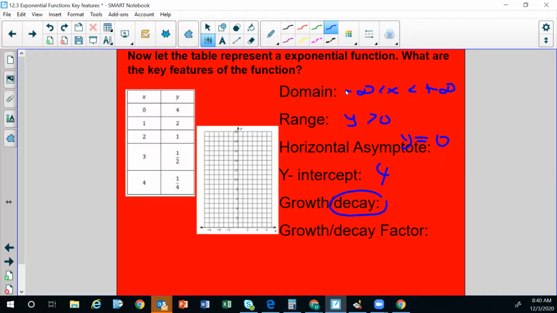And what's my growth factor? Take any number and divide it by the number that comes before it. So 1 divided by 2 gives you 1/2. And what's my equation going to be now? Good. Because my y-intercept is 4, that's the A. My growth factor is 1/2, which is the B, to the x. You guys are on it.